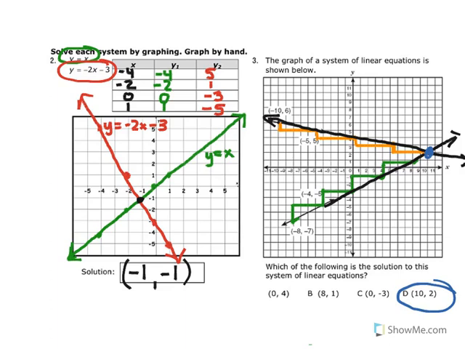Bam. Okay, now on the back side, we're going to use our calculator to graph and find the intersection points. So you've got to have it ready to go. So let's flip over to the back.